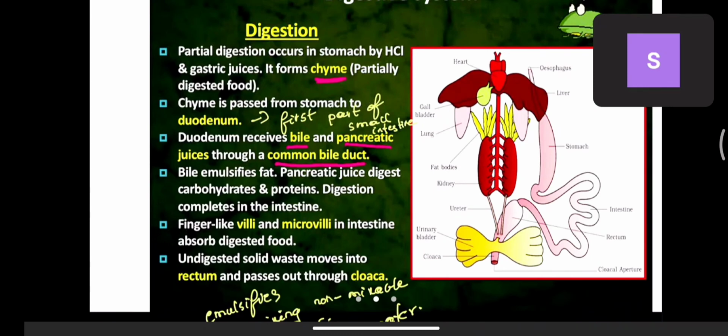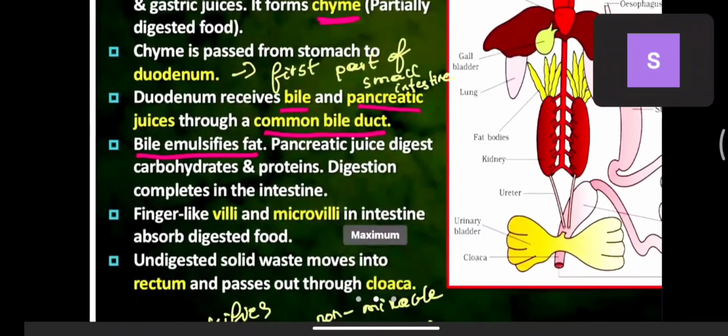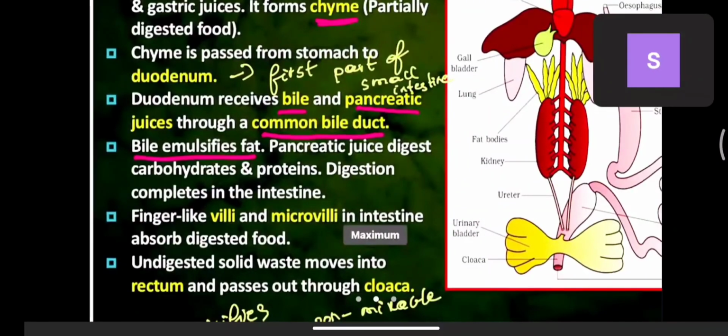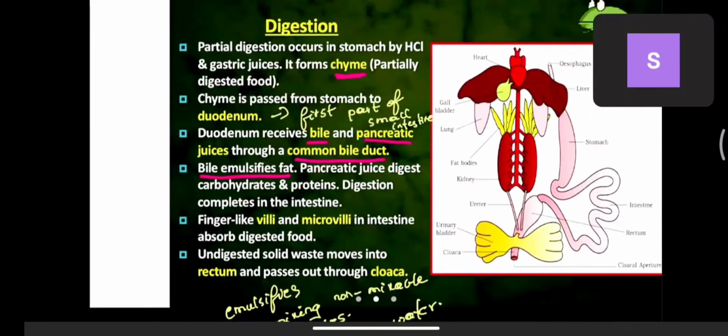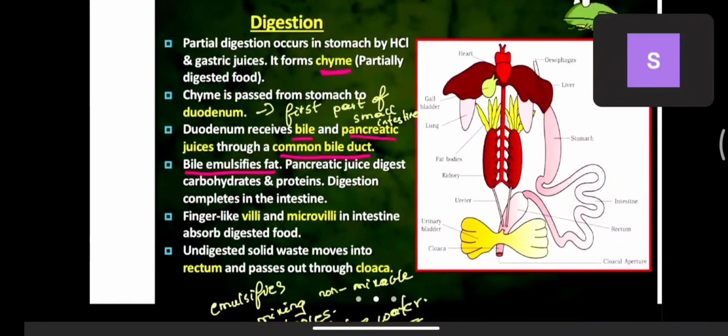Clear? So bile emulsifies fat. What is meant by emulsification? Emulsification means mixing of two non-mixable substances. For example, oil and water, you can never mix them, no? Fat is made up of oil only. So fat and water, which are immiscible, are mixed with the help of bile. They are not mixable normally. That process is called emulsification. So in the case of frogs, you can find this emulsification process with the help of bile.